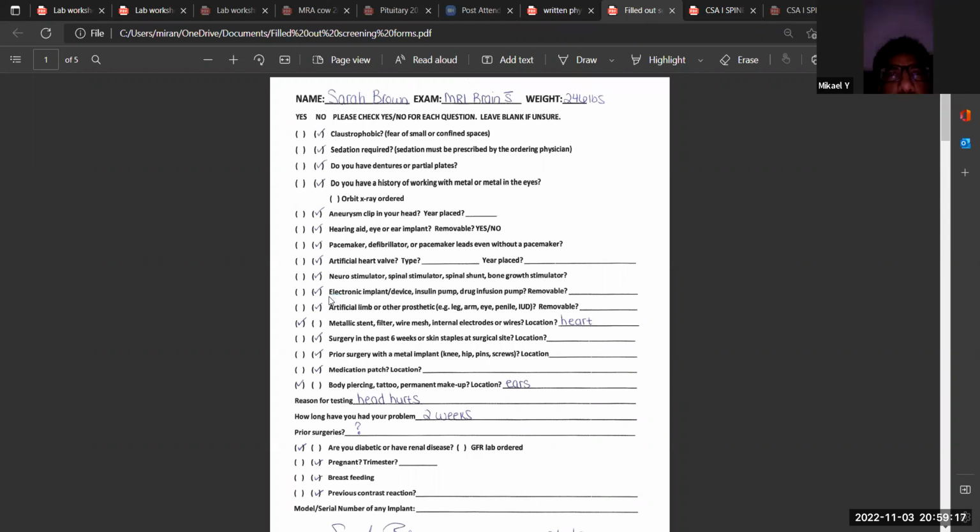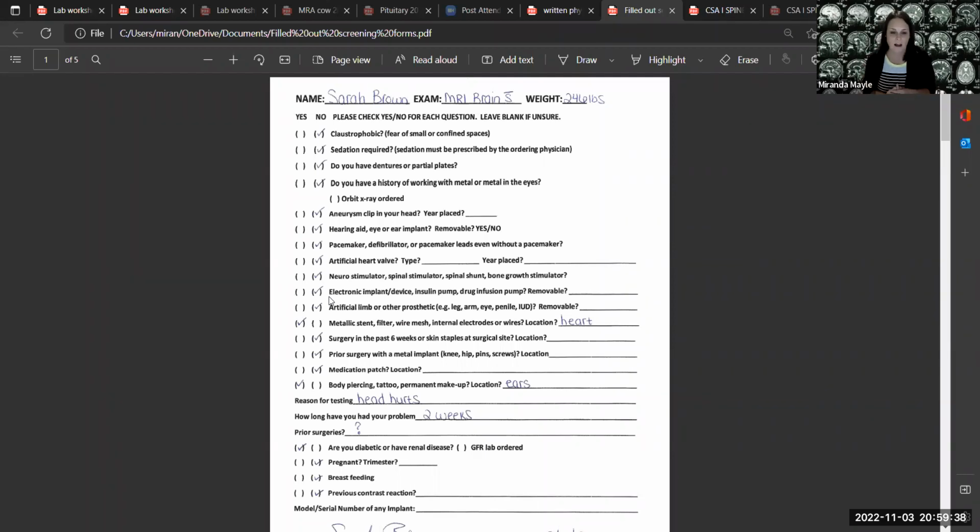I think it would be okay. So you didn't ask me anything about my body piercing, tattoo, or permanent makeup. You did skip that one. So you have to be careful not to skip things. It should at least raise a question. It says ears, so you can say, do you have earrings in currently, or do you have a tattoo on your ear? Which one is it?